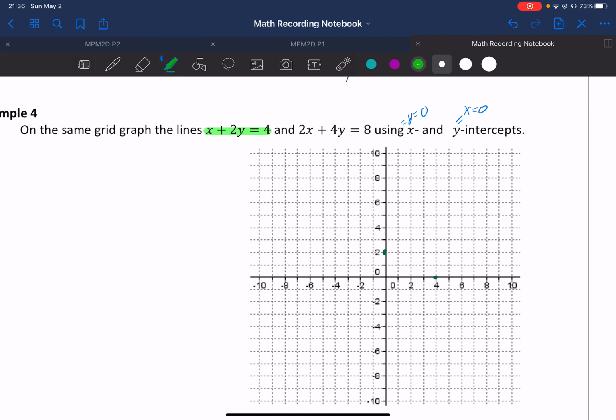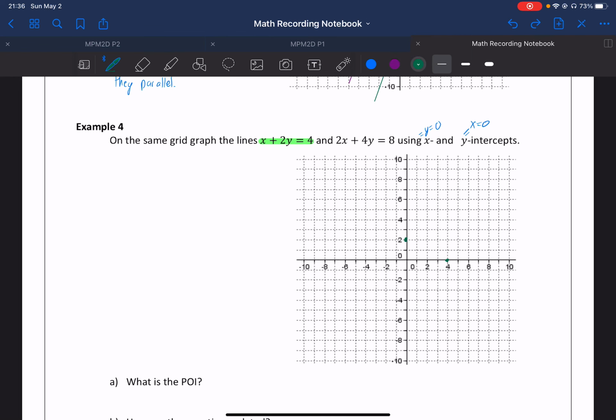So in green right now, we're going to use this line, and I'm going to write in green. What we're going to do to find out our x-intercept is we're going to make y equal to 0. So putting our information here, we have x plus 2, we're going to put 0 where the y should be, so we can get our x-intercept. 2 times 0, anything multiplied by 0 gives us 0, so then we get x equals 4.